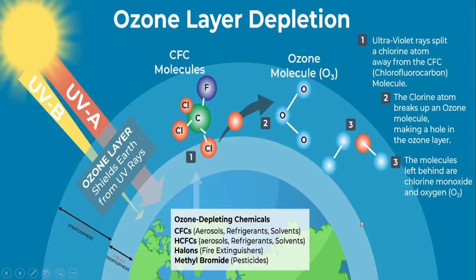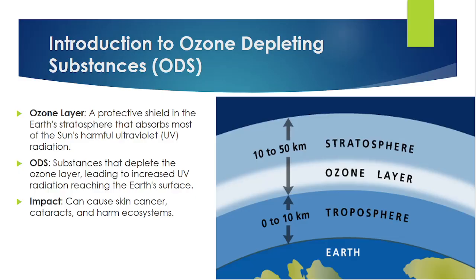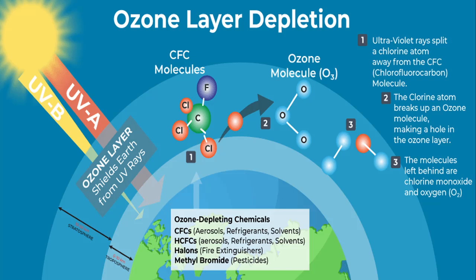So what is the purpose of this ozone layer? The purpose of the ozone layer is to shield us from UV rays. Why do we need shielding from UV rays? Because if we have direct contact with UV rays, it will cause skin cancer, cataract, and also harm the ecosystem. So we need protection from UV rays. This UV ray is coming from the sun, and it is being reflected back to space by the ozone layer.